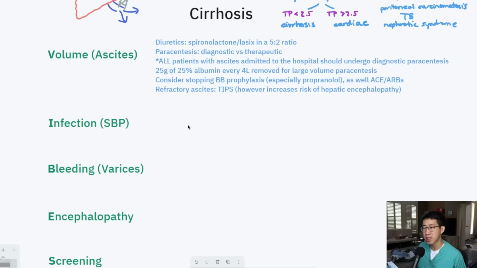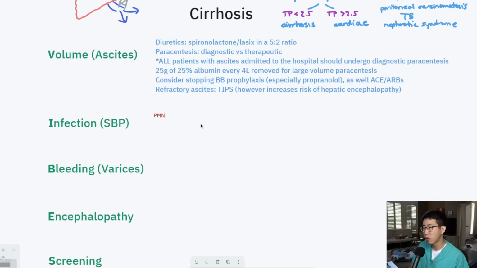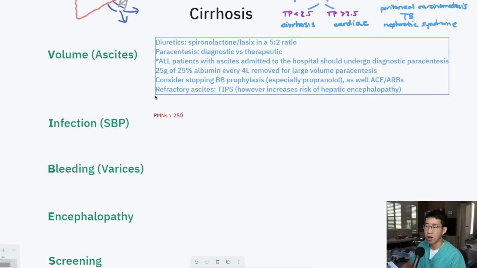All right, so moving on to infection next, the main thing that we are concerned about here is SBP, or spontaneous bacterial peritonitis, which is when that ascites fluid gets infected by bacteria, and this can be a quite serious infection. The way that you diagnose it is via your paracentesis, looking for PMNs or neutrophils greater than 250. If you meet that threshold, then you are automatically diagnostic for SBP. You don't need positive cultures or anything like that.